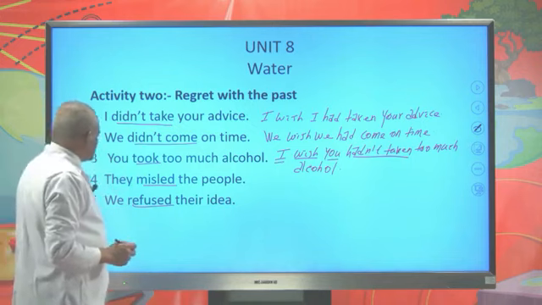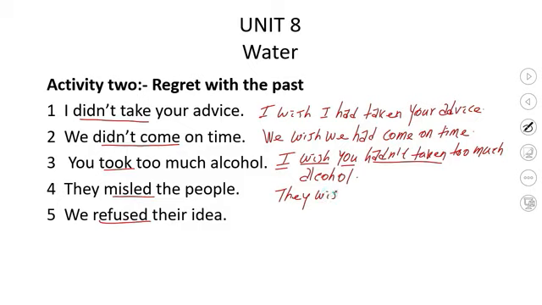Okay, so they wish, right? They hadn't misled the people. That is the form. Have you done like this? That's interesting. Good.